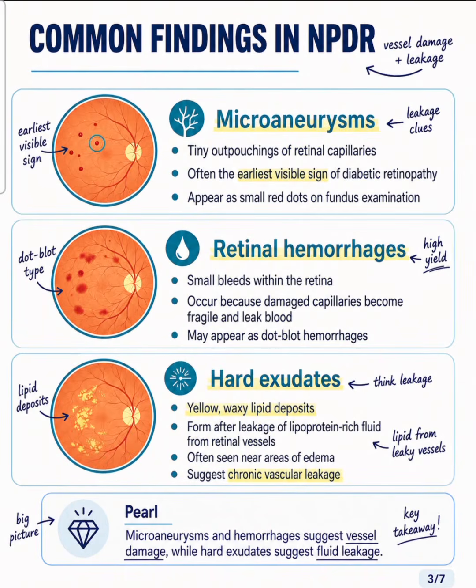Microaneurysms are tiny outpouchings of retinal capillaries, and are often the earliest visible sign. Retinal hemorrhages are small bleeds inside the retina, often dot blot type. Hard exudates are yellow waxy lipid deposits left behind after chronic leakage. So microaneurysms and hemorrhages suggest vessel damage, while hard exudates suggest leakage.